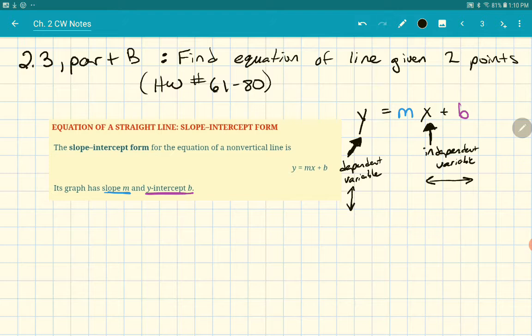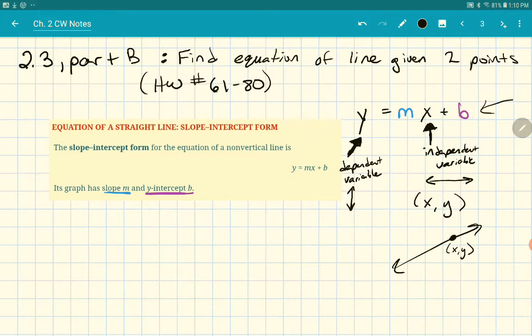So any point (x, y) will be on this line that is represented by y equals mx plus b. So if I can plug a point into x and y, then it'll be on this line, and this is the equation that represents any point on that line.